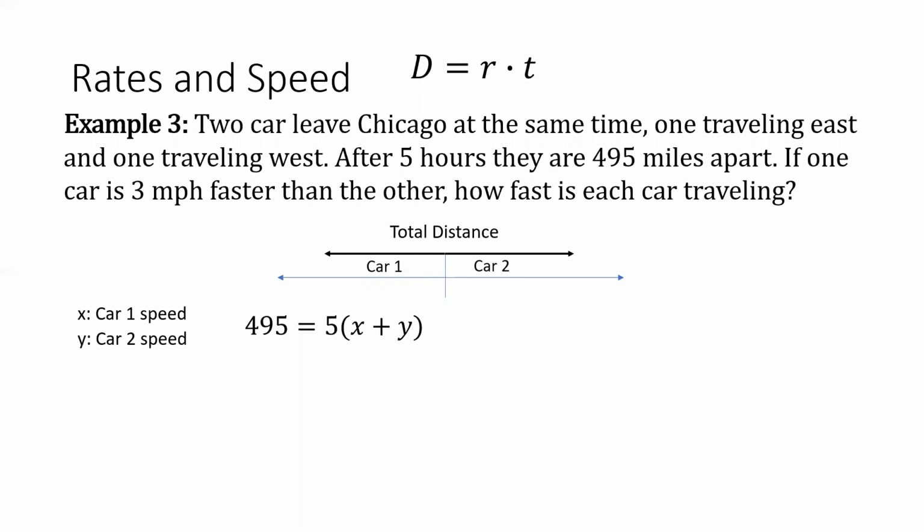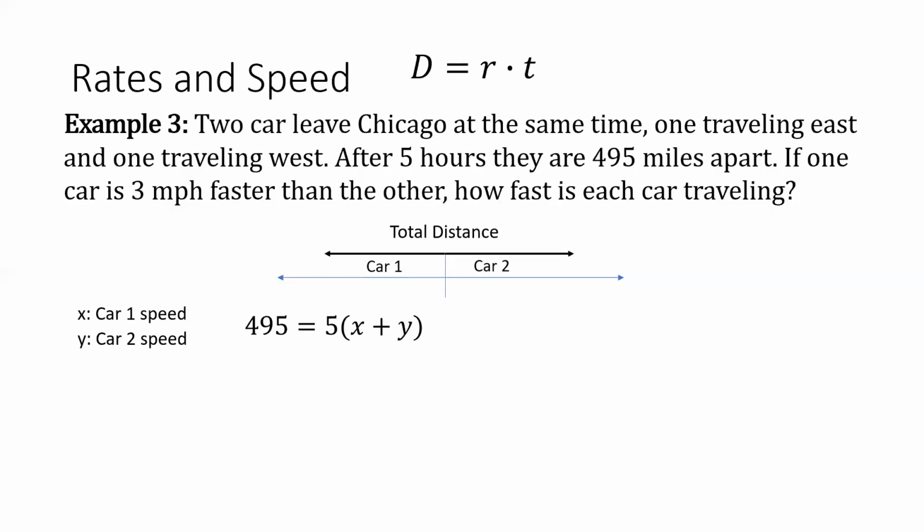So my time is 5 hours. My rate is going to be the rate of the first car plus the rate of the second car, because they're going in opposite directions. And so if I do that times the time, then I should get my distance of 495. So that's one of my equations that I just set up.